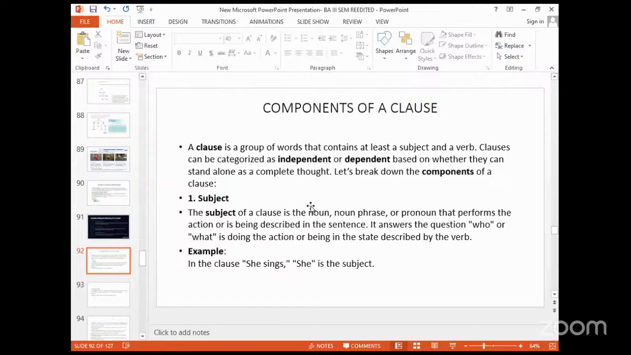Subject. The subject of a clause is the noun, noun phrase, or pronoun that performs the action or is being described in the sentence. It answers the question who or what is doing the action or being in the state described by the verb. So, for example, in the clause "she sings," she is the subject there, right?